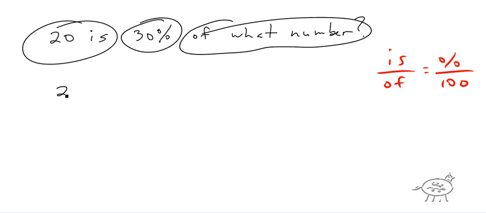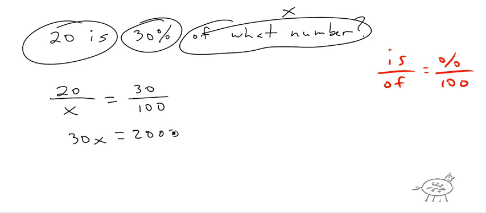Okay, so 20 on top, the of is my variable x. Okay, and 30 on top here and 100 on the bottom. So 30 times x is 30x, cross multiplying. 20 times 100 is 2,000. And then you just do 2,000 divided by 30. And you get x equals 66.6. So it keeps going, it's 0.666, all right? But that's your answer. So 20 is 30% of 66 and really 2/3, okay, and that's your answer.